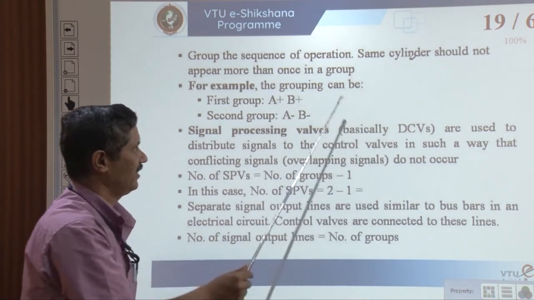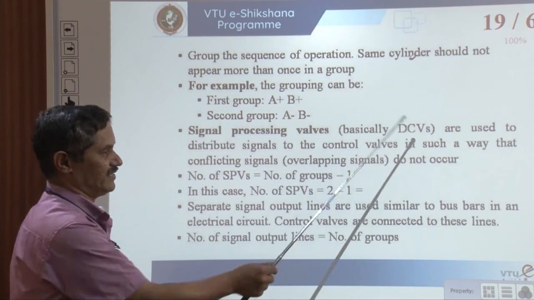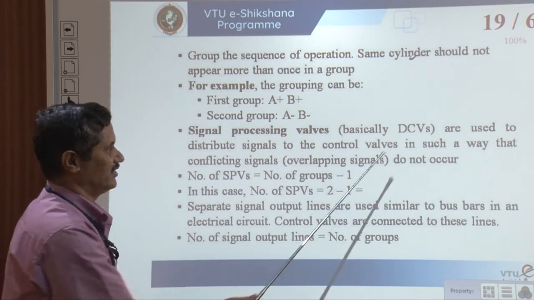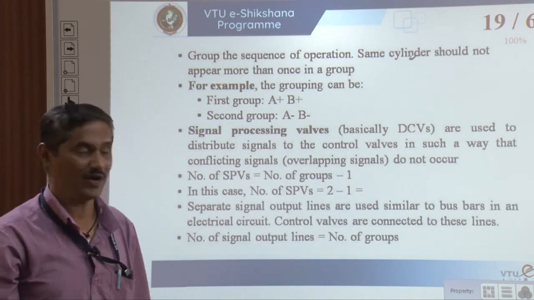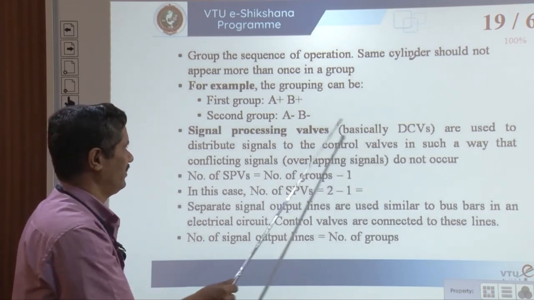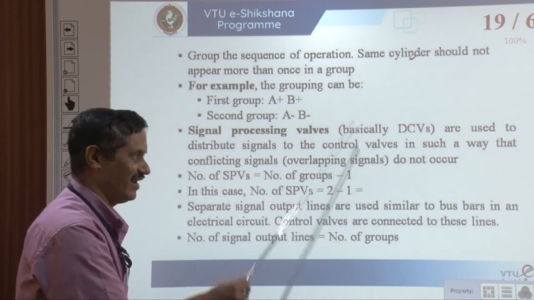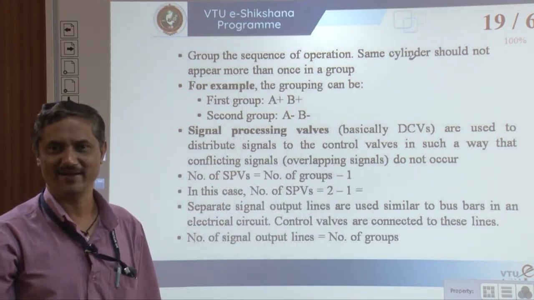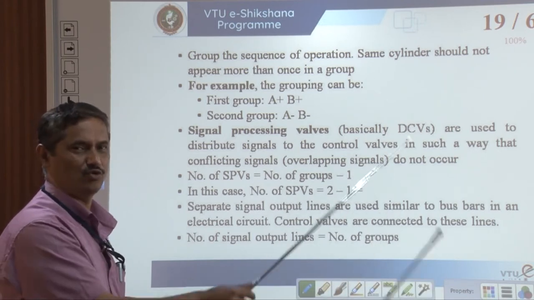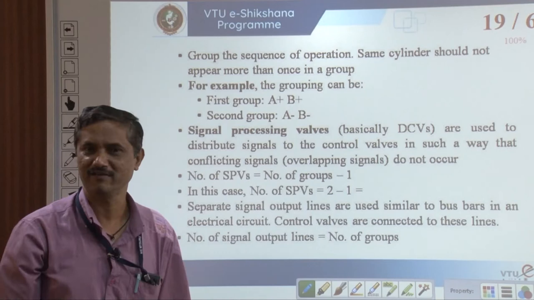First, we will do a grouping, and then next are signal processing valves, that is basically your DCVs. DCVs are used to distribute signals to the control valves in such a way that the conflicting signals, that is the overlapping signals, do not occur. Very interesting statement: we will not allow the simultaneous signals to go to the final DCV element. We can avoid that by using some signal processing valves.